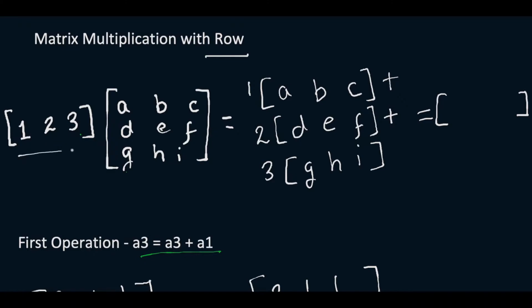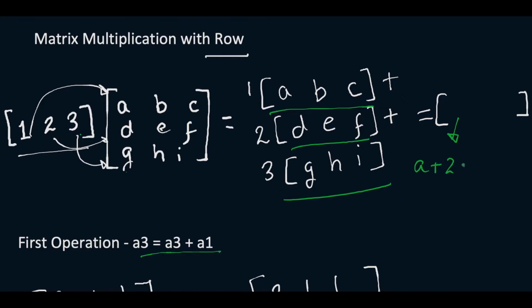Here we have the row 1, 2, 3 and the same matrix that we got above. Now for the row operation, the first number gets multiplied with the first row, 2 gets multiplied with the second row, and 3 gets multiplied with the third row. So what we get is 1 times this row, 2 times this row and 3 times this row. The first element will be A plus 2D plus 3G. Similarly, there will be two more elements, and this will be a 1 by 3 matrix.